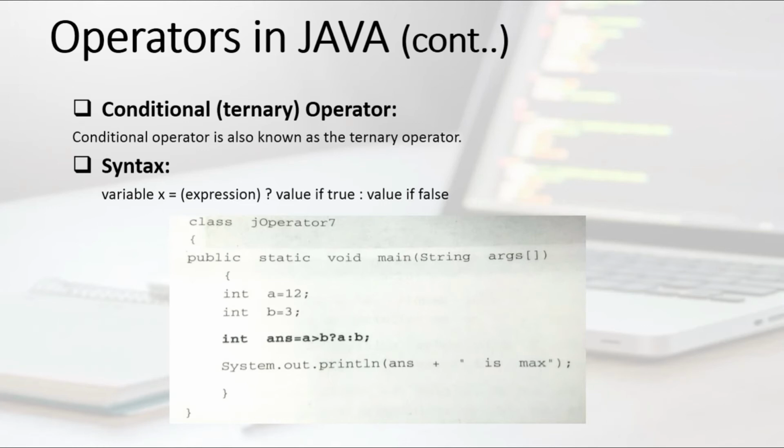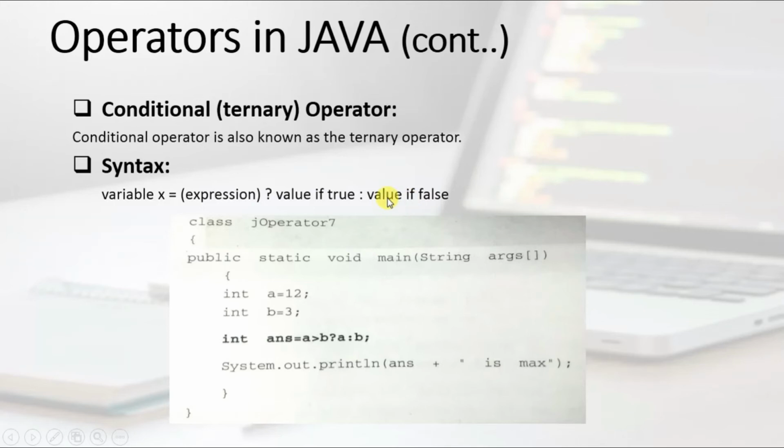The next one is the conditional operator, or you can say the ternary operator. Conditional operator is also known as a ternary operator. It is written as, first it will define an expression, or you can say a condition. After the question mark comes the value if true, means if the condition or expression is true, then the first block will be printed, and if the condition is false, then the second block after the colon will be printed.